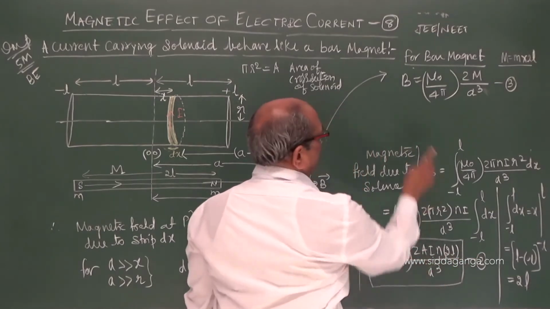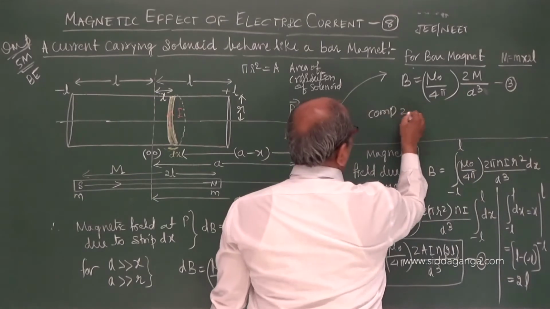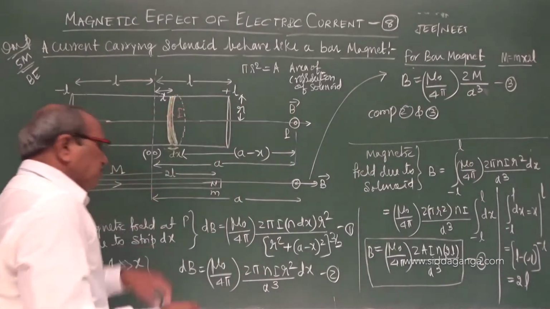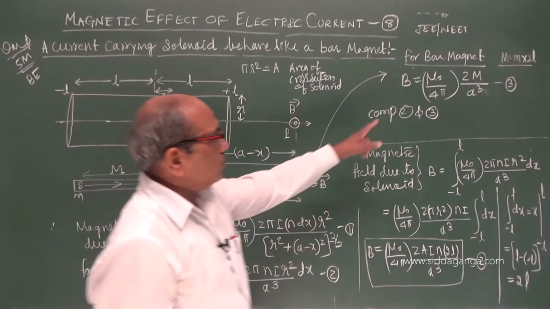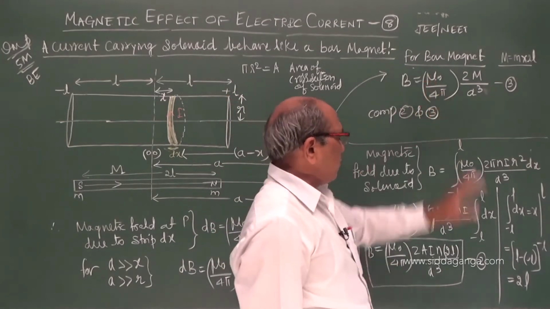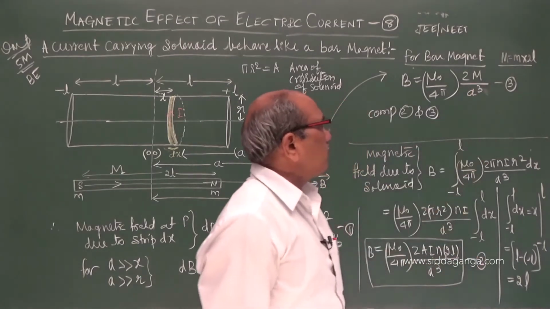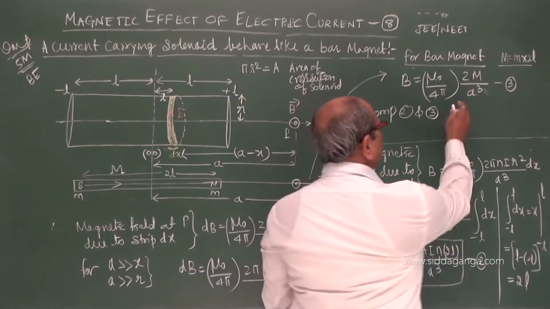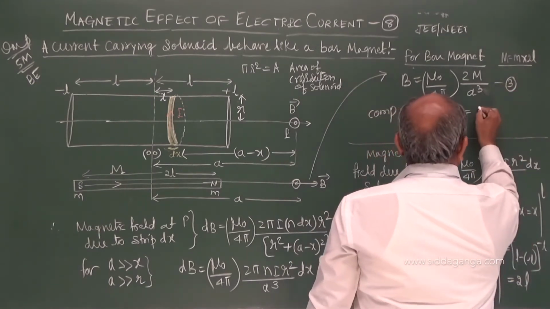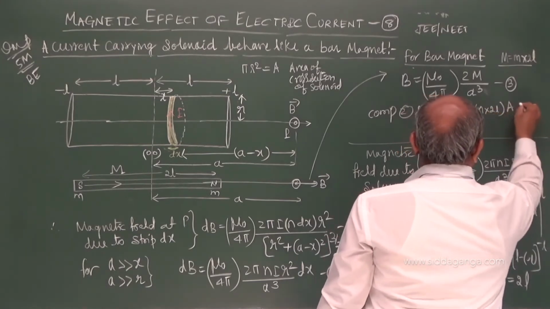So if you see the comparison, if you compare 2 and 3, mu naught upon 4 pi, 2, here also 2, a cube is a cube. There is a similarity. What is M is replaced by n into 2L into A I.